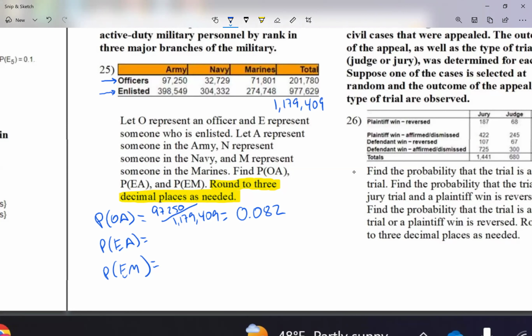Probability of EA, so that's basically enlisted Army. How many enlisted are in the Army? There's 398,549 out of 1,179,409.